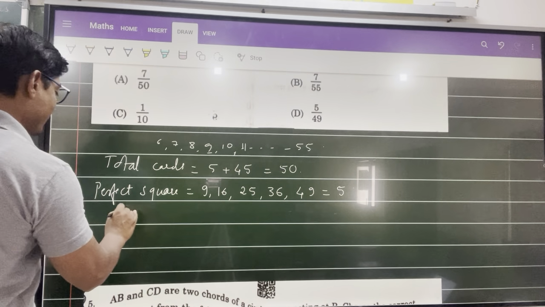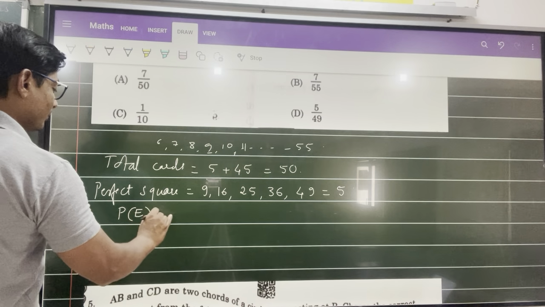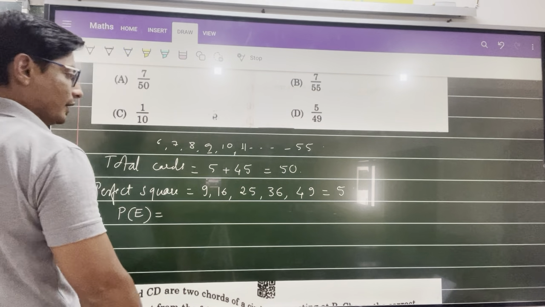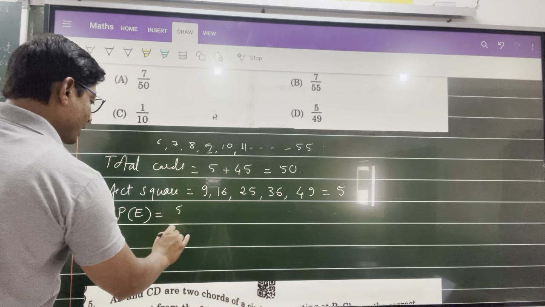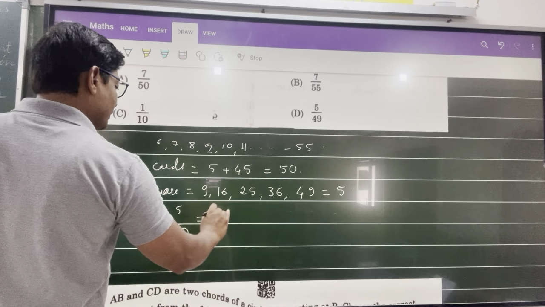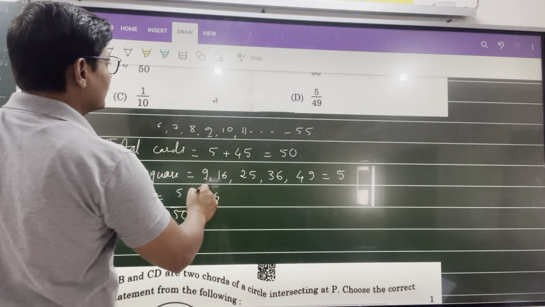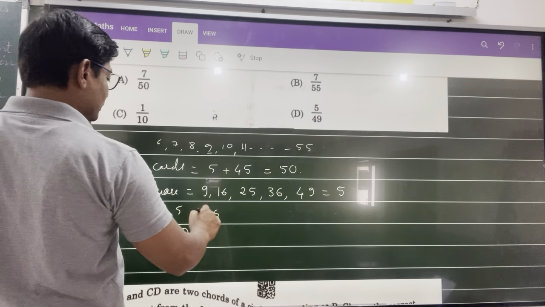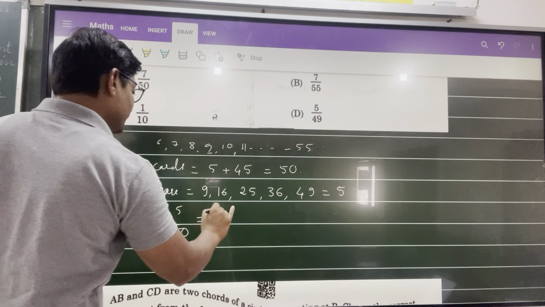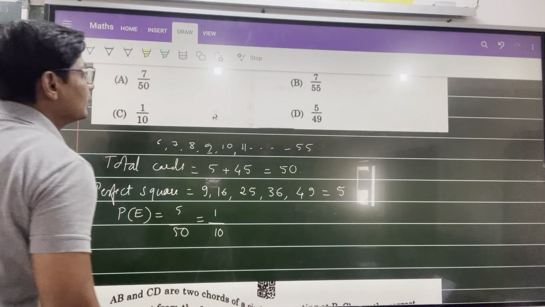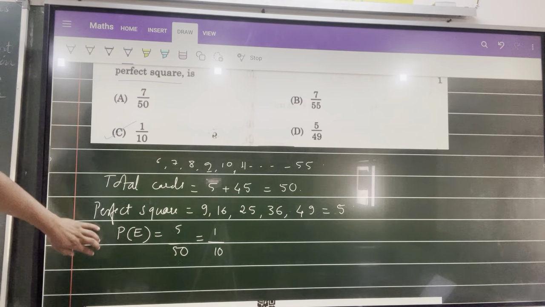So that means we want to obtain P of E. So that count is nothing but 5. Okay, so here 5 divided by total number of cards which are 50. So therefore 5 by 50 is nothing but 1 upon 10. So directly write this as 1 by 10. So here the probability is 1 by 10. So that is option number C is the correct answer. Fine.